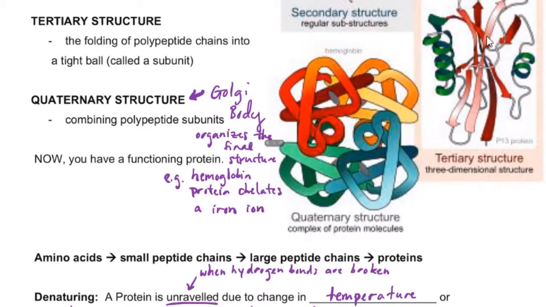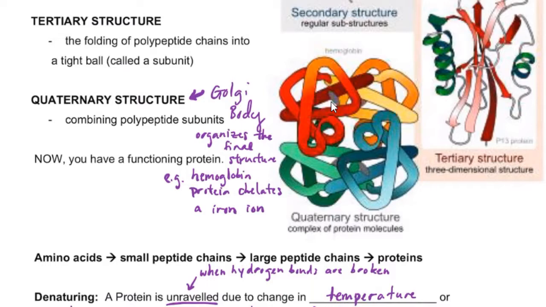So you're going to get this folding of the subunit, tertiary structure. And then, once you have a subunit, notice how there's 4 different colors in this particular diagram. They're trying to show this actually is supposed to represent a hemoglobin molecule, which has these 4 little subunits. There could also be other things that get added in.